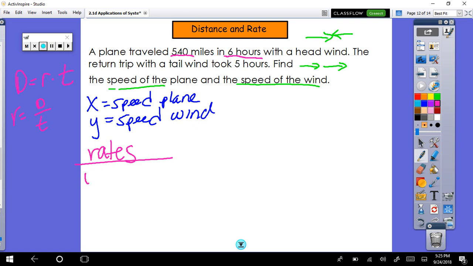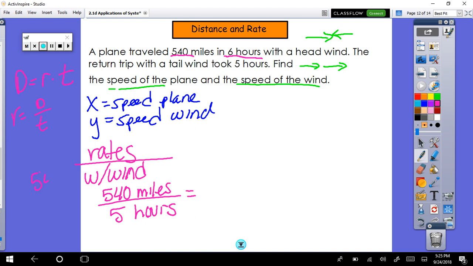First one I'm going to do is when the plane is traveling with the wind. So that's with the wind. It only took me 5 hours. So 540 miles in 5 hours. 540 divided by 5 is 108. 108 miles per hour. So miles divided by hour.